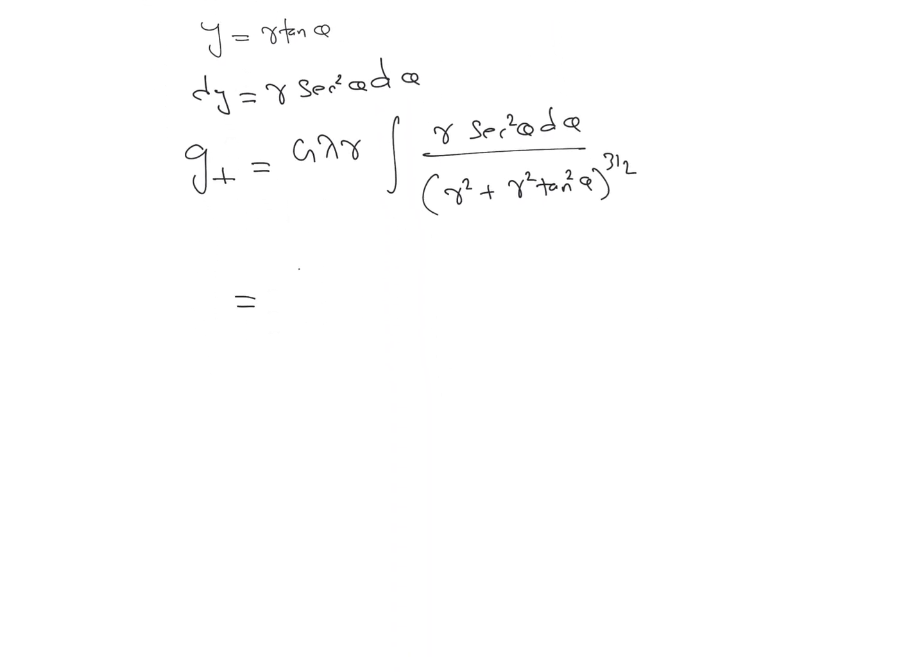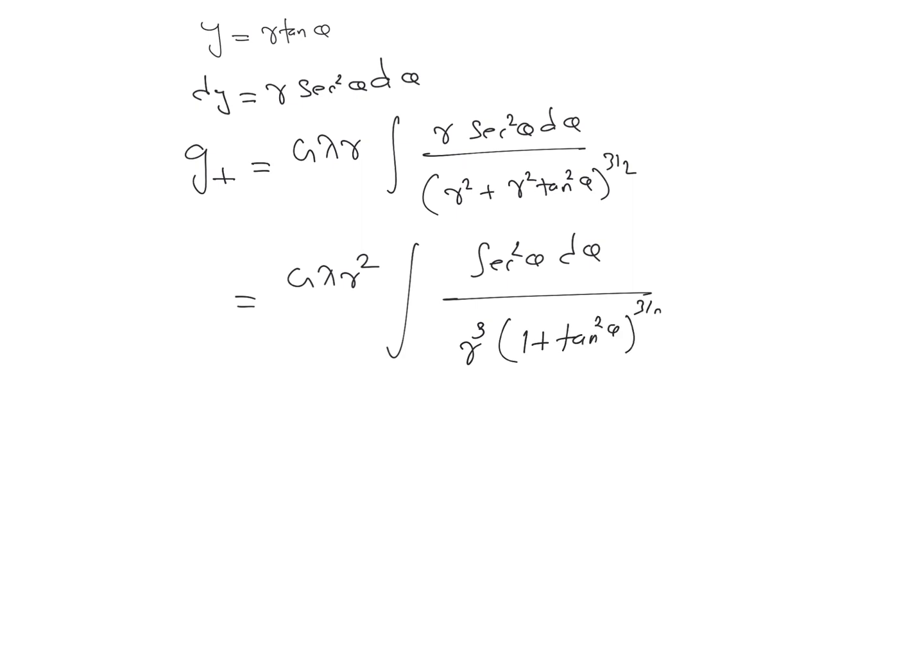So this can be again written as g lambda into r, and this r also we can take outside, so this is g lambda into r square into integration of sec square theta d theta divided by, if you are taking this r square common over here, it is going to be r square raised to 3 by 2, that is r raised to 3. Remaining thing is nothing but 1 plus tan square theta raised to 3 by 2. So you can write this as g lambda into r square divided by this r cube over here.